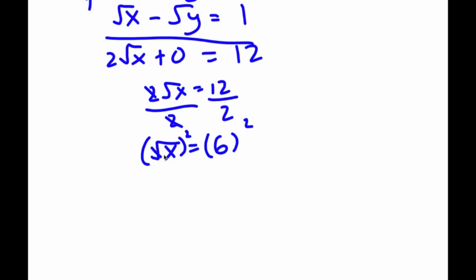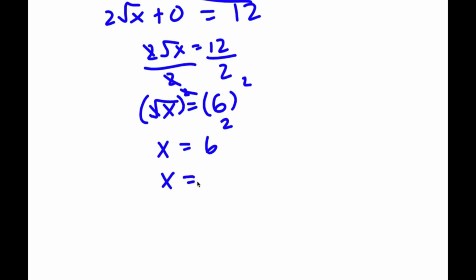Now by doing that, these two would cancel out because remember, the square root and power both cancel out. So I would have x is equal to 6 squared. And 6 squared is the same thing as 36. So now we have our value for x.